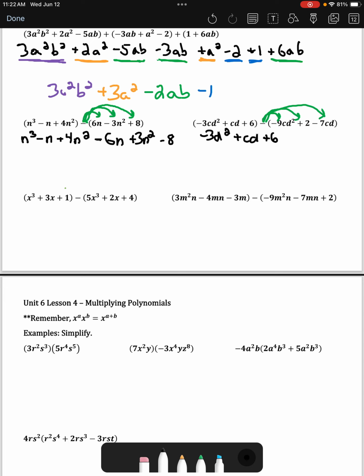So the negative 9, CD to the second, is lying. It's positive. The positive 2 is lying. It's negative. And the negative 7CD is lying. It's positive. First group, telling the truth. It is x to the third plus 3x plus 1. Second group, not telling the truth. Everybody in this second group is pretending to be positive. They're all negative. It's negative 5x to the third, negative 2x, and negative 4.